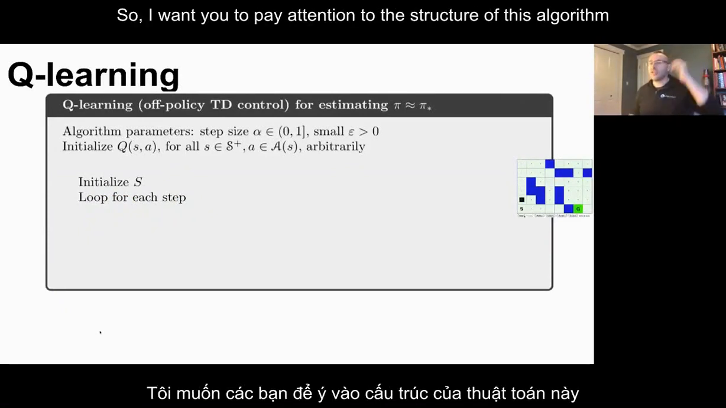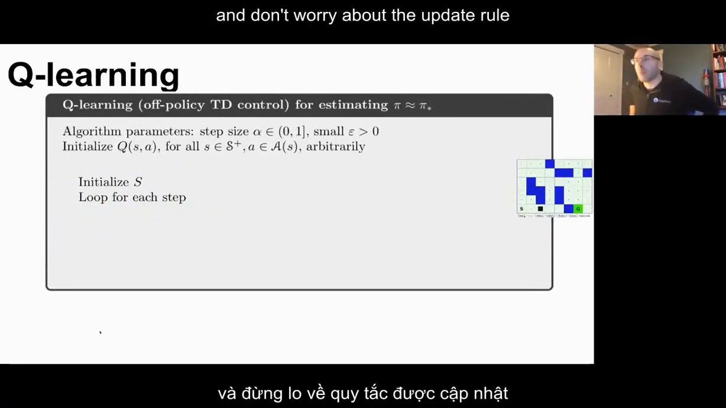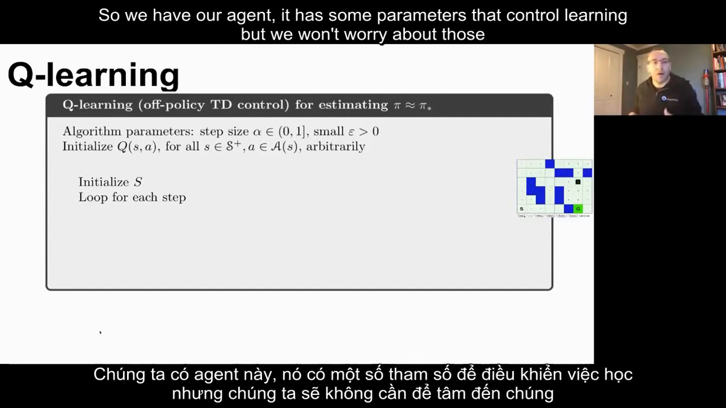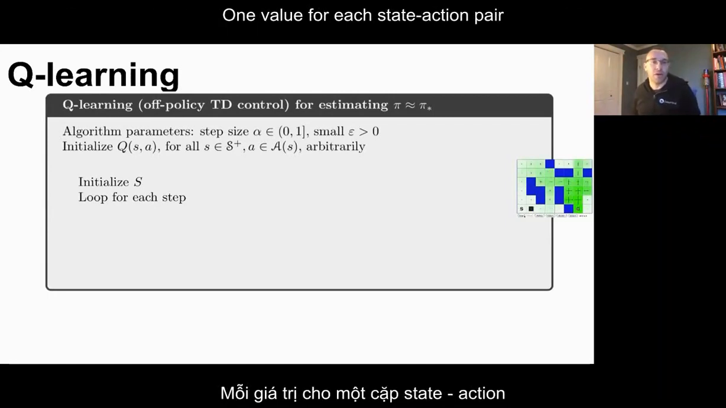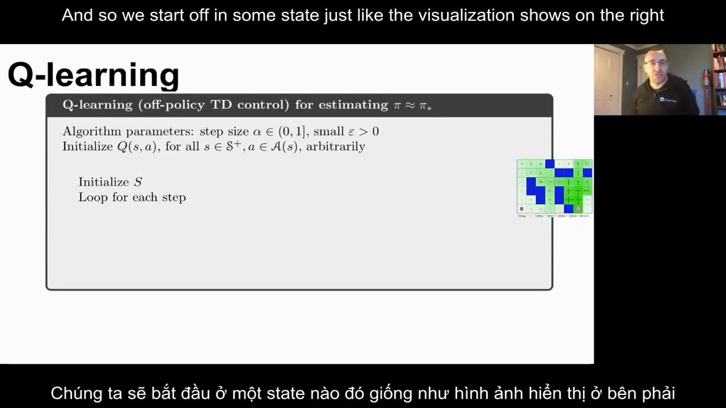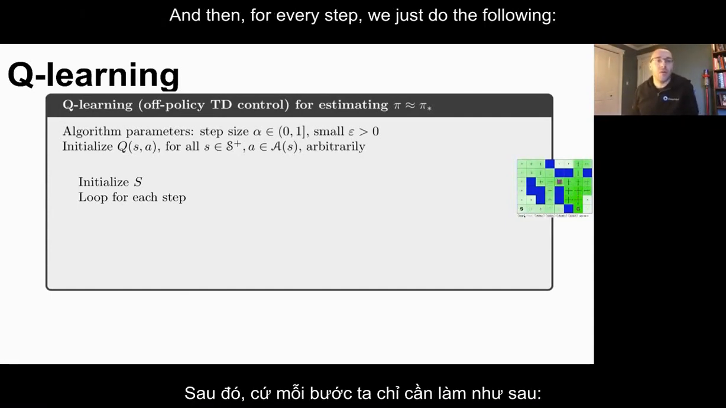I want you to pay attention to the structure of this algorithm and not worry about the update rule. So we have our agent. It has some parameters that control learning, but we won't worry about those. And it has its value function. It's a table of values in Python, or a two-dimensional array, one value for each state-action pair. And so we start off in some state, just like the visualization shows on the right. And then for every step, we just do the following.